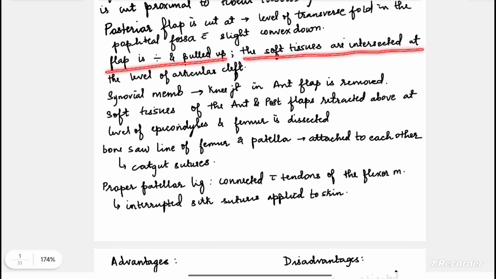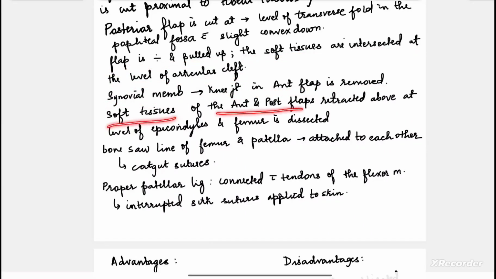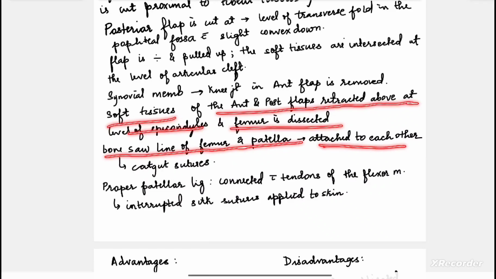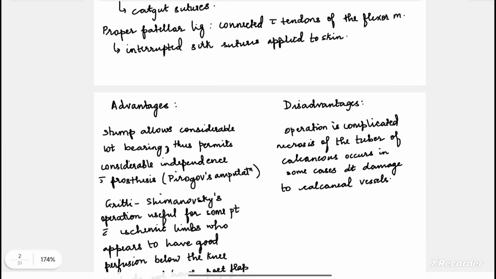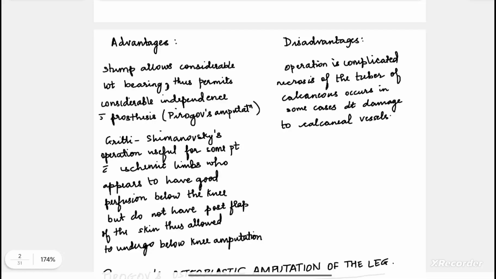The soft tissues are intersected at the level of the articular cleft. The synovial membrane of the knee joint in the anterior flap is removed. Soft tissue of the anterior and posterior flap is retracted above at the level of the epicondyle and the femur is dissected. The bone is sawed, the cut surfaces of the femur and patella are attached to each other, and catgut sutures are made. The proper patellar ligament is connected with the tendon of the flexor muscle and interrupted silk sutures are applied to the skin. Now there are disadvantages and advantages of this.